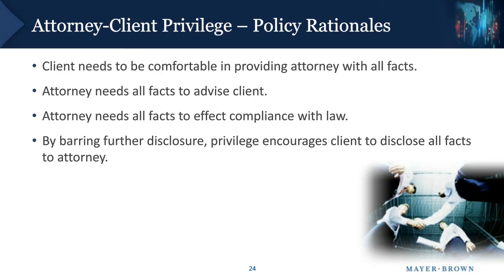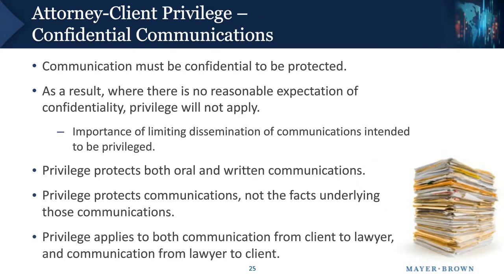So as I said, there are three main aspects to the attorney-client privilege. First is that it must be a confidential communication. The communication will not be protected if it is not confidential. So that means that if a court concludes that there was no reasonable expectation of confidentiality, it will not treat a communication as privileged. And that in turn means you need to limit the disclosure of communications if you intend them to be privileged. It doesn't matter whether the communication is oral or written. Privilege protects them both. But the privilege only protects communications, not the facts underlying those communications.